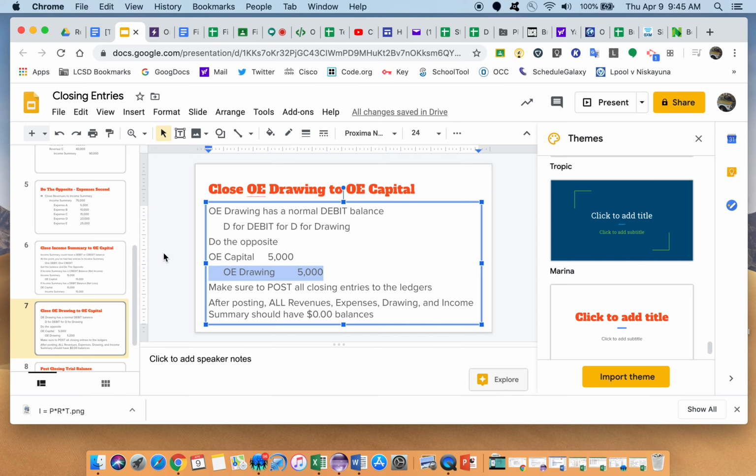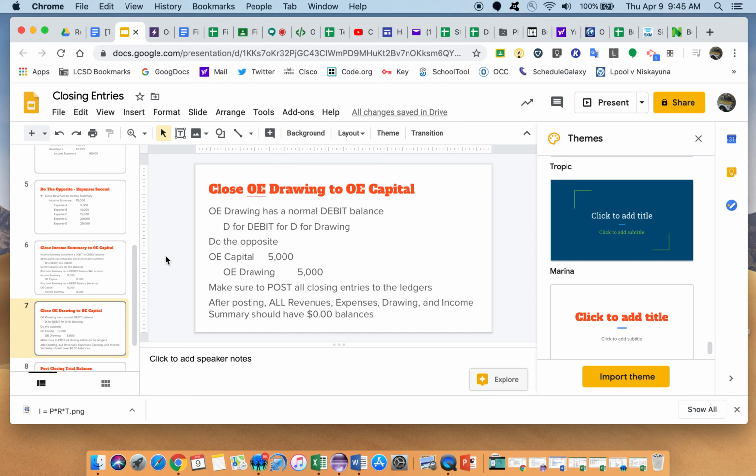Now, when you're done with those journal entries, these are all going to go in the general journal. Why the general journal? Well, we didn't sell anything on account. We didn't buy anything on account. We didn't receive cash. We didn't pay cash. So your answers are no to all four of those questions. Anytime you get four no's, it goes in the general journal.